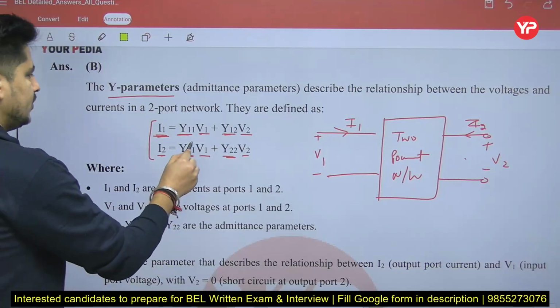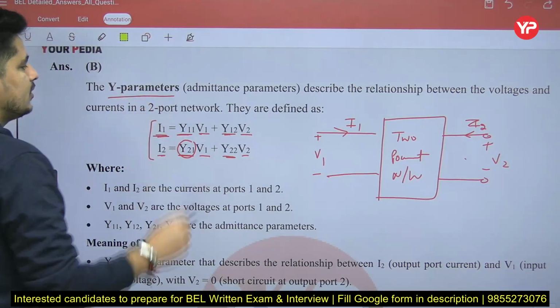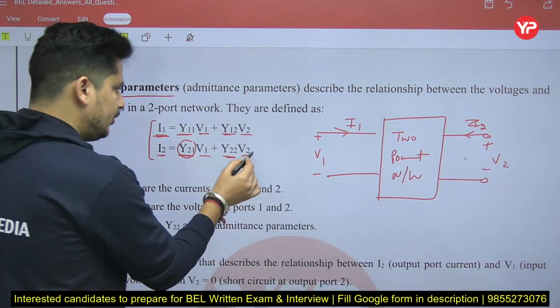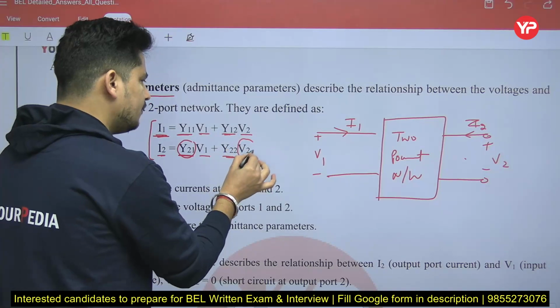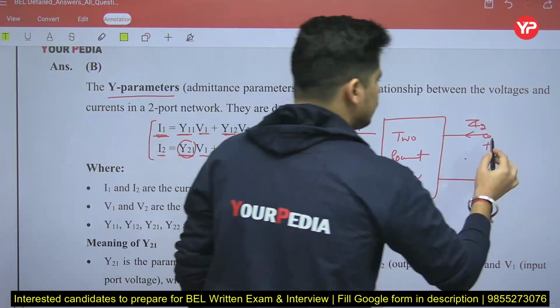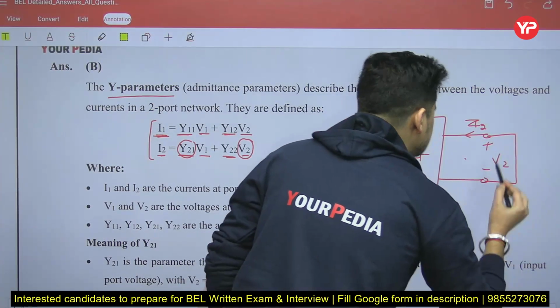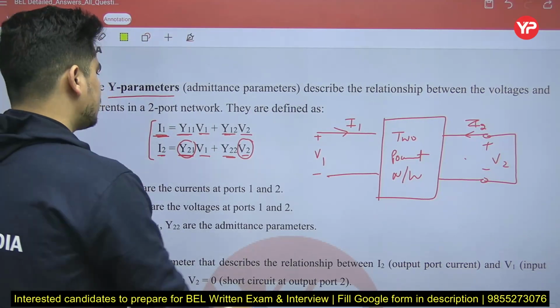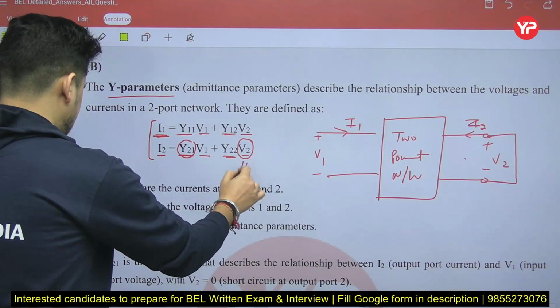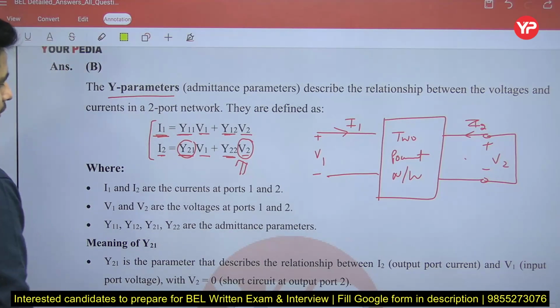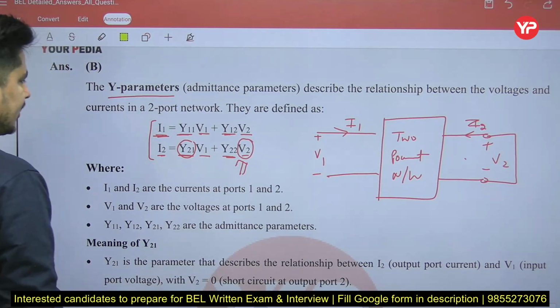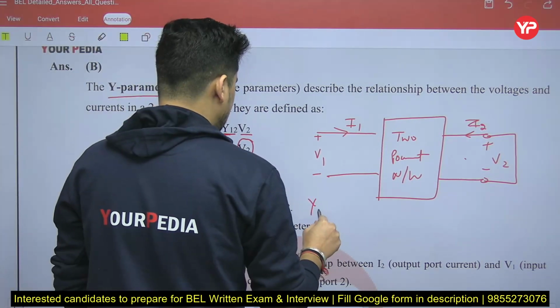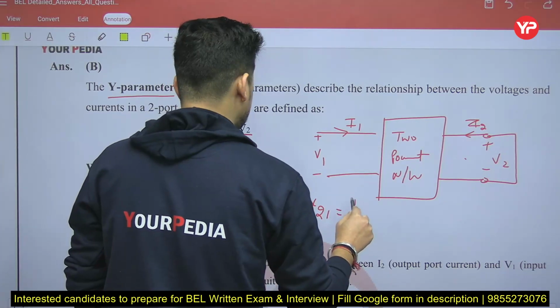Y21 is what? Basically, if you short circuit, because we are doing V2 equals 0. When will V2 be equal to 0? When you short circuit this. If I short circuit this, then it is also short circuited, right? When your V2 is 0, then it is short circuited, and Y21 is the ratio of what?